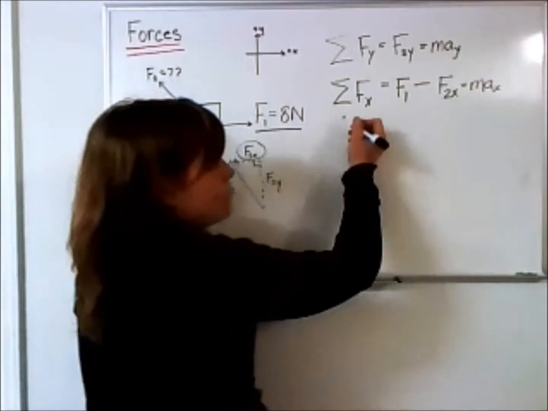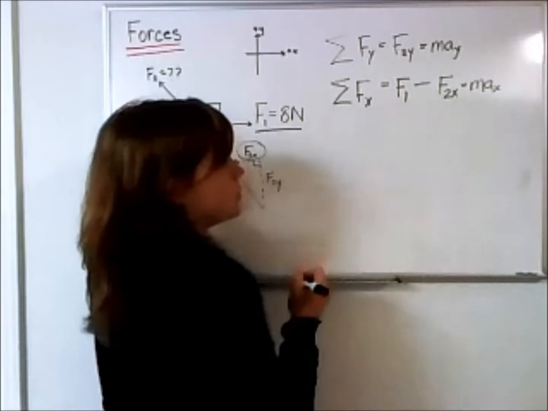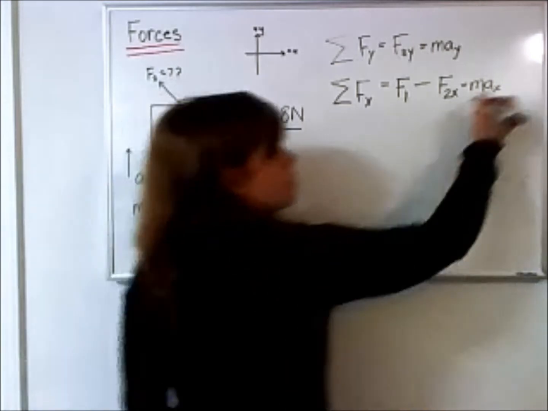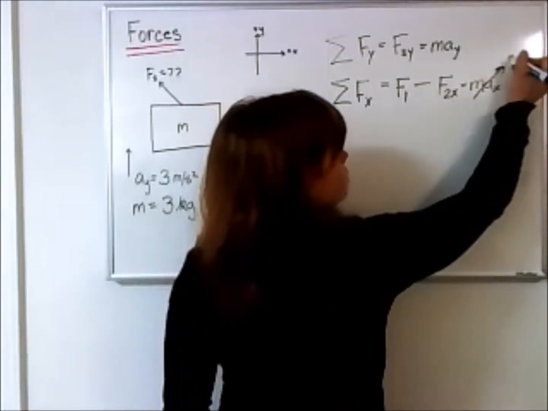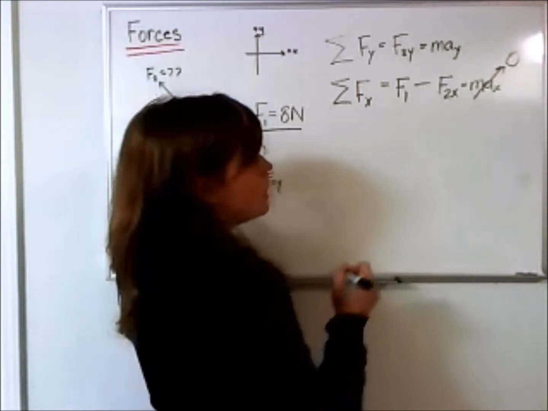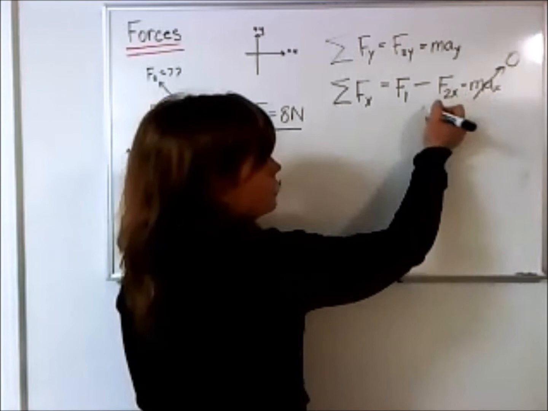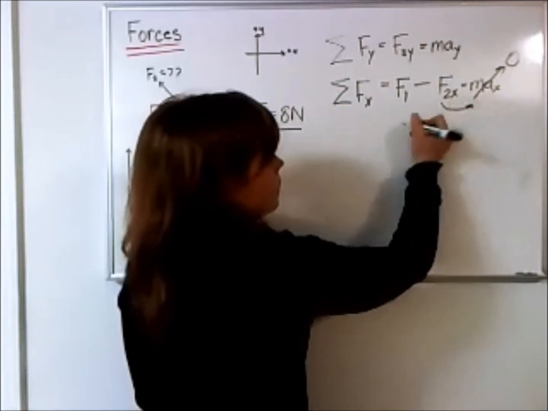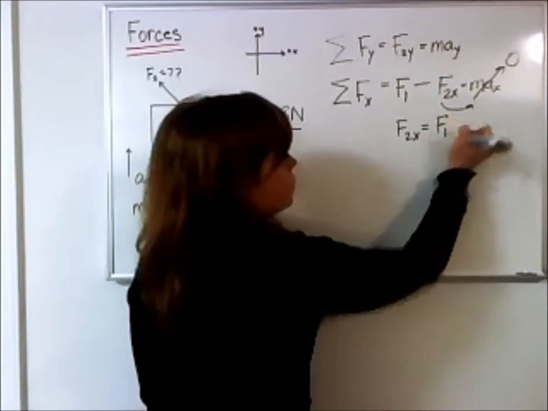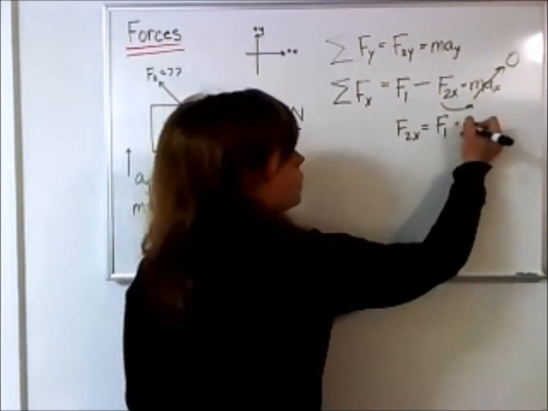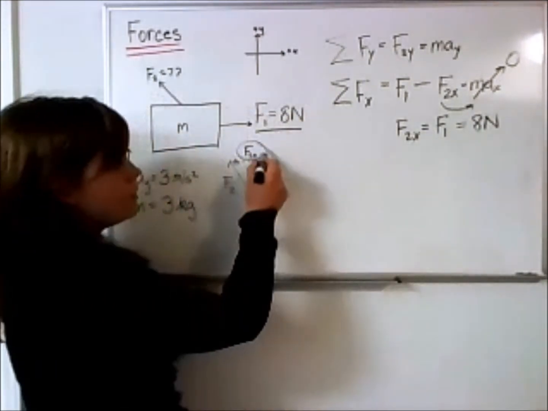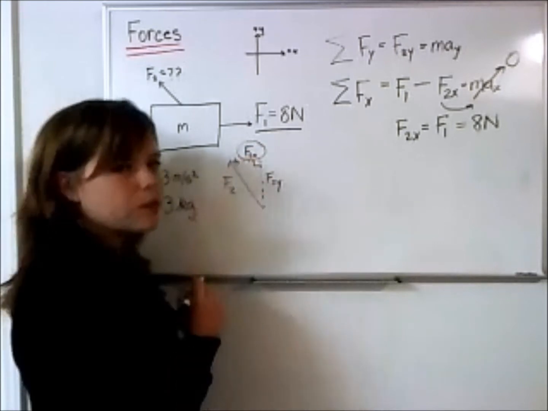So one nice thing happens when we look at this equation here. Our box, again, is not moving left or right, so the acceleration must be 0. So this whole thing equals 0. And as soon as we see that, we can actually solve for F2x by moving it to the right side, so that we get F2x is equal to F1, which we know to be 8 newtons. So we already have the magnitude of this component.